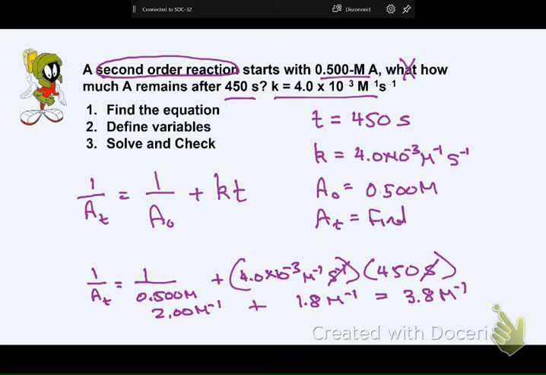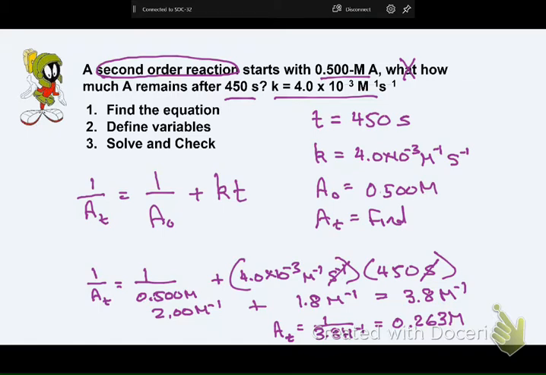And then to solve for A, I have to take the inverse of both sides. So AT is going to be 1 over 3.8 molarity to the minus 1, which equals, actually it says on the slide, 0.263. I think it actually comes out to 0.262. I think I checked it yesterday, but molar. Last thing you want to do, go ahead.